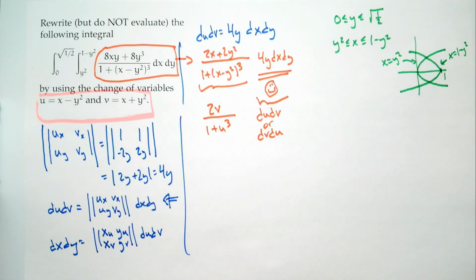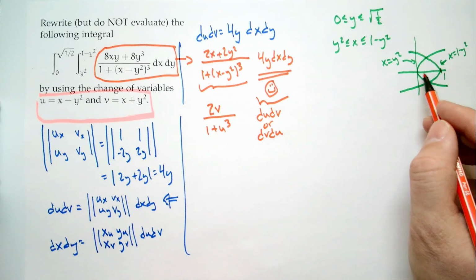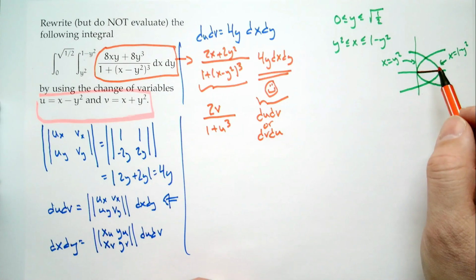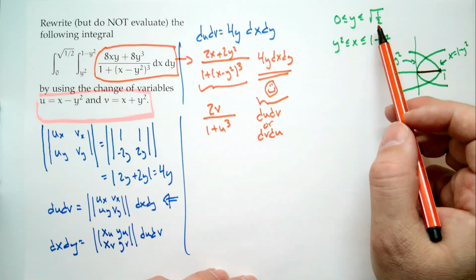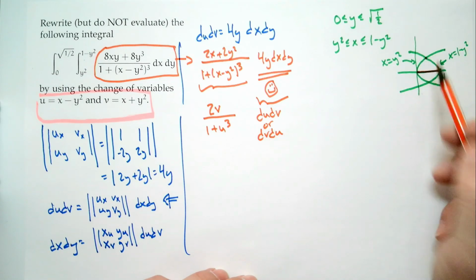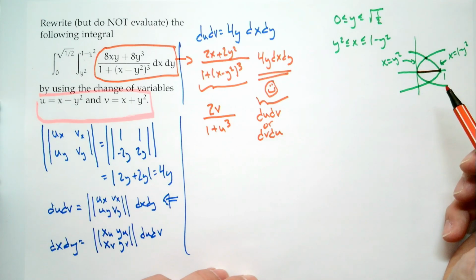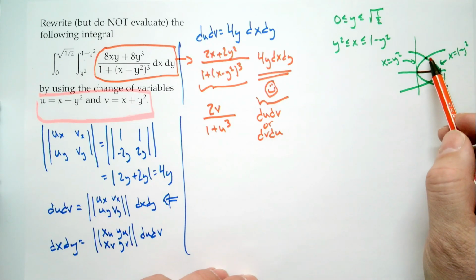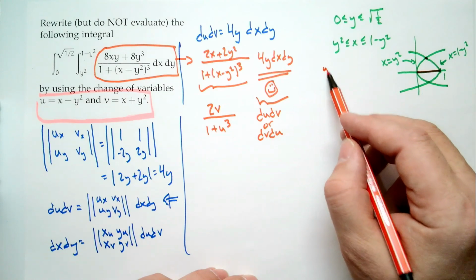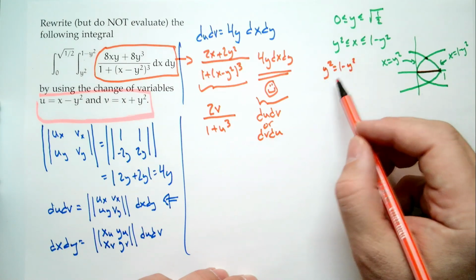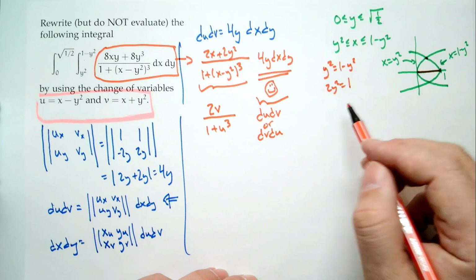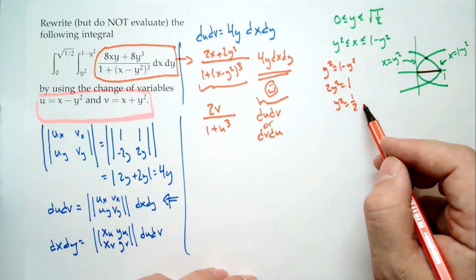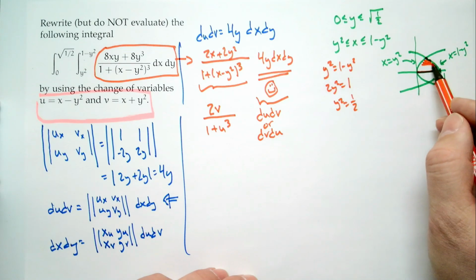Now we say, well, where does y go from? Well, we start at y equals 0. That's pretty easy to spot. It's right there. And then we go up until we hit a certain point, square root of a half. Well, we suspect it might be this intersection point. How could we check if it's that intersection point? Well, we'll figure out what that intersection point is. That would be when y squared equals 1 minus y squared. 2y squared equals 1, or y squared equals a half. So that is, in fact, where it goes to. So that's our region.